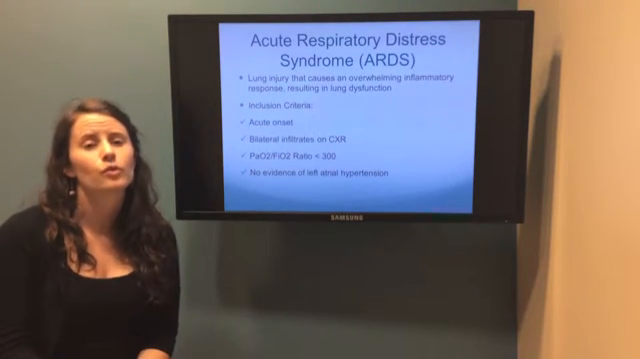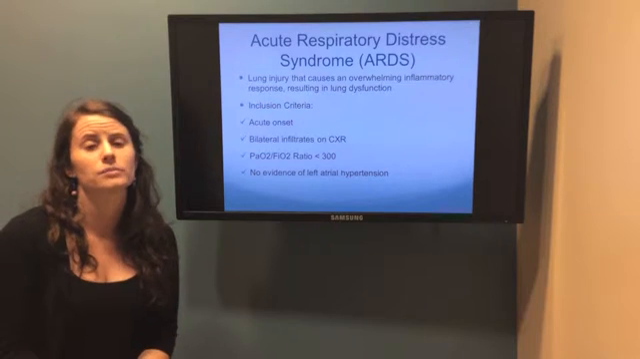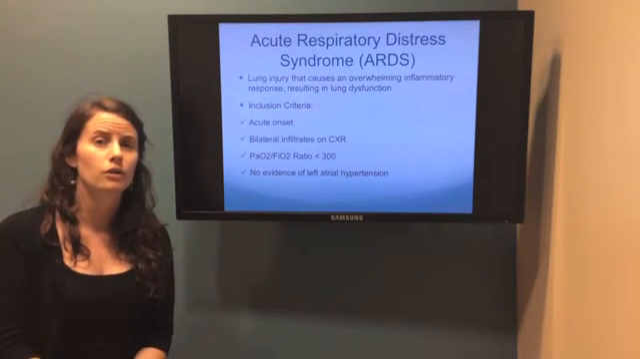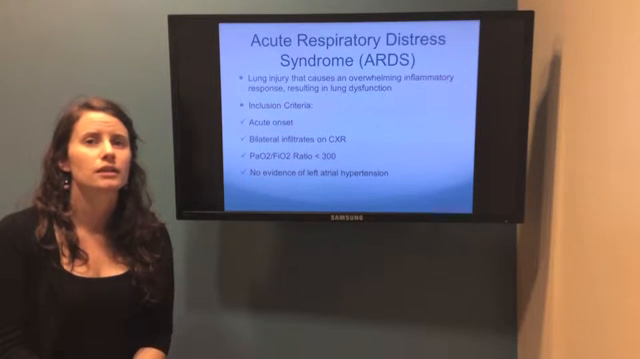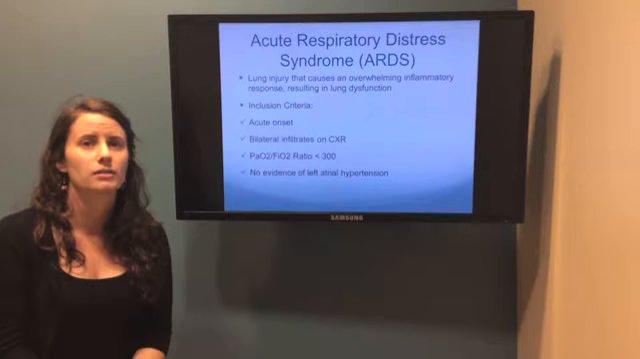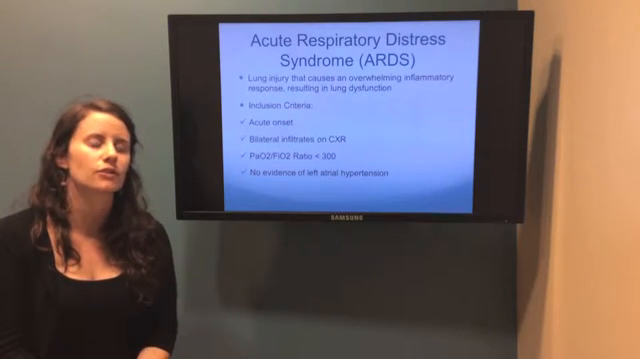The indication for rotoprone therapy is acute respiratory distress syndrome, or ARDS. And ARDS is a lung injury that causes an overwhelming inflammatory response, resulting in severe lung dysfunction.